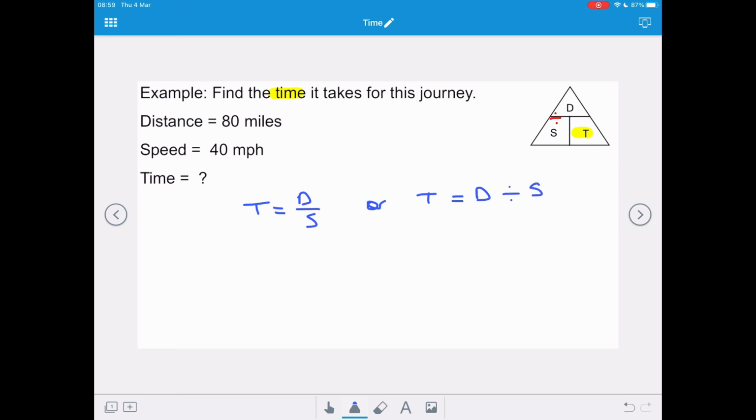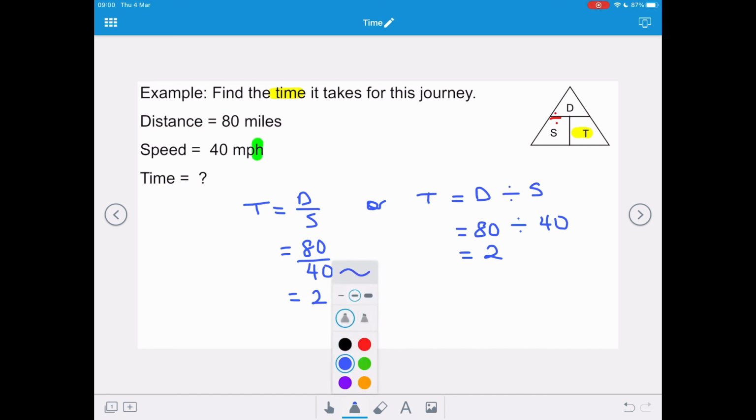Now we're going to substitute our values in. Our distance is 80 miles, our speed is 40 miles per hour, so we're going to do 80 divided by 40. And that gives us an answer of 2. Now we need to work out what our units are. Our units are the time part of our speed, which is hours. And so the time it takes for this journey is going to be 2 hours, when the distance is 80 miles and the speed is 40 miles an hour.